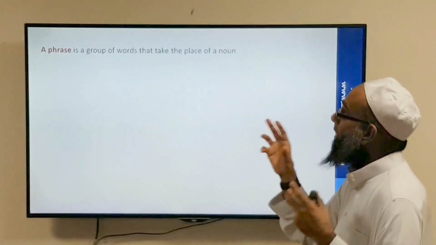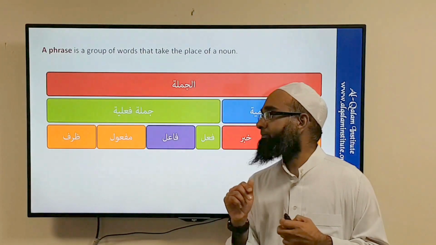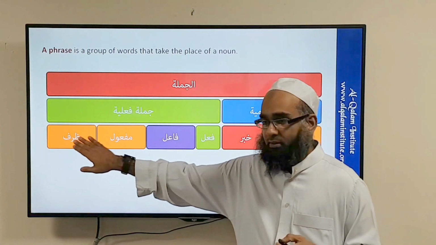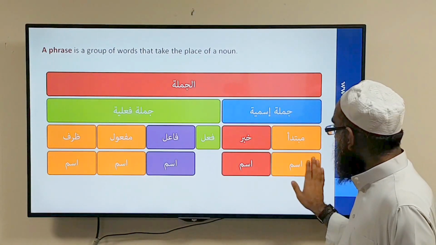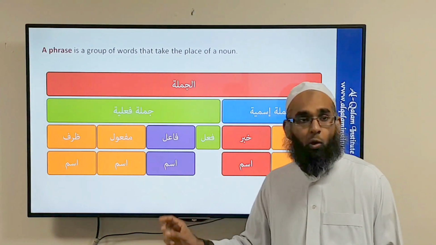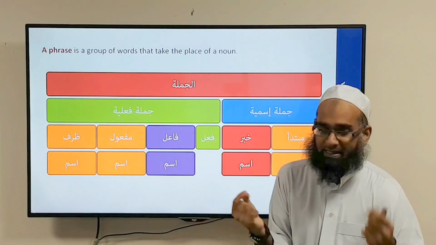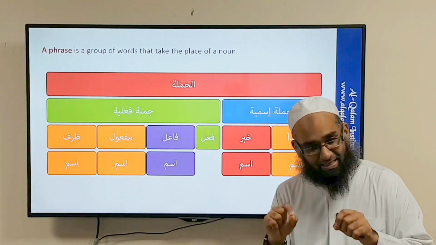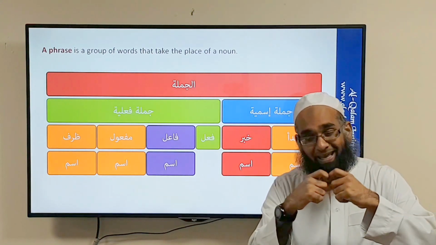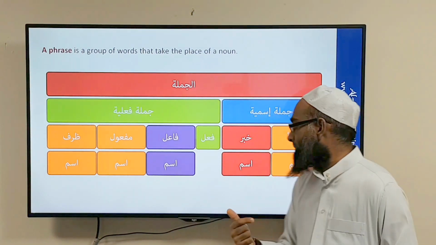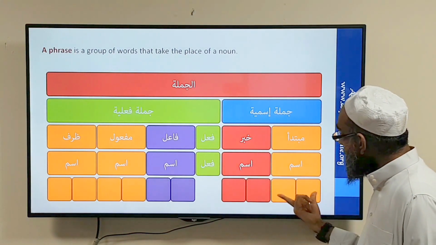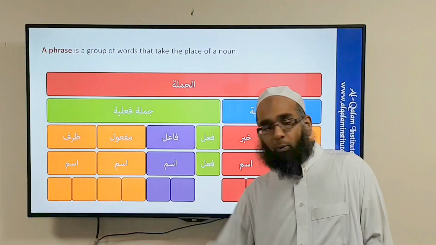So a phrase is a group of words that take the place of a noun. So for example, you have this: jumla ismiya, fa'iliya, mubtada, khabar, fa'il, maf'ul, and zarf. As you mentioned before, all of these are ism except the fa'il. So what's the rule now? Wherever there's an ism, a noun, this even applies in English, what can happen? You can split that slot and divide it into two. So in all of these, you can have two words taking that one place.